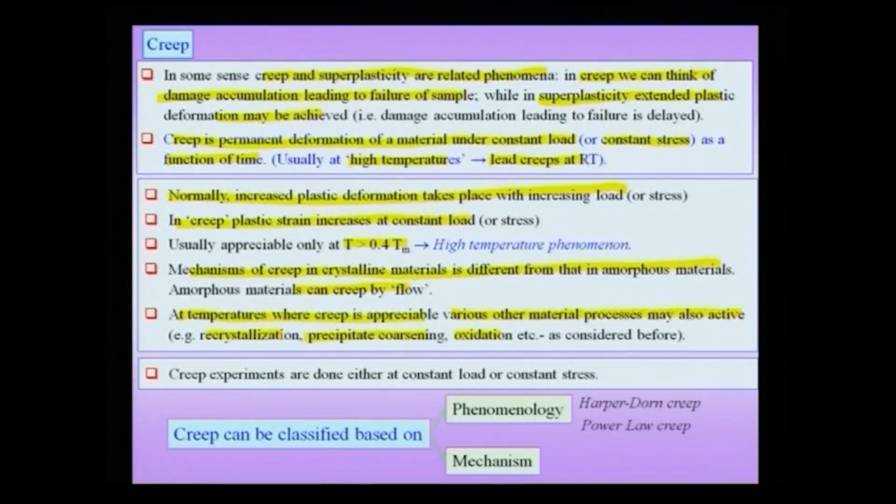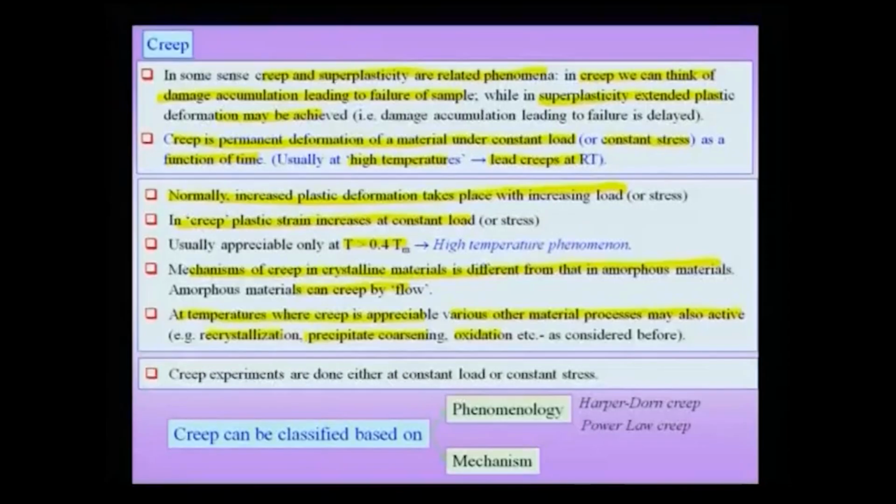And therefore, when there are many processes taking place in parallel, it becomes complicated or difficult to deconvolute the pure effects of creep from these other effects, like oxidation, which could actually corrupt your data.